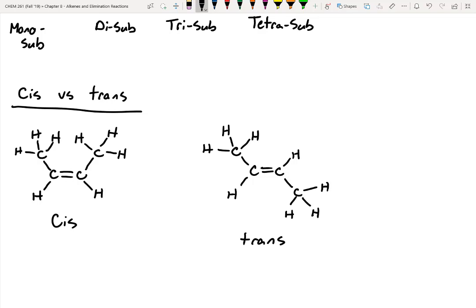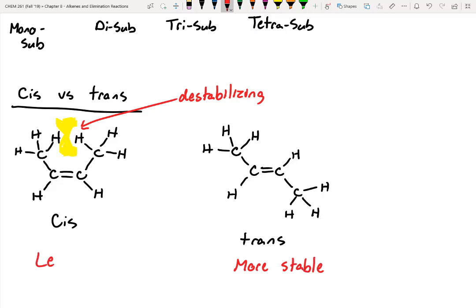Well, let's think about it this way, right? This looks kind of like what we saw in our Newman projections, right? This kind of gauche-like interaction where these large groups are brushing up against one another. So this is destabilizing. Which means that trans are actually going to be more stable. And cis will be less stable.